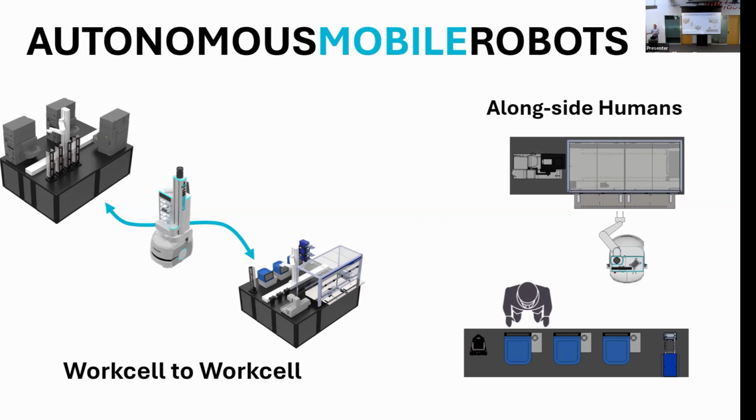So they don't need a rigid track-based system connecting all your work cells together or your labs together. Essentially, it can traverse space just as a human can. So going up between floors on an elevator, down a hallway populated with people, and it can move parts or samples between those different work cells.